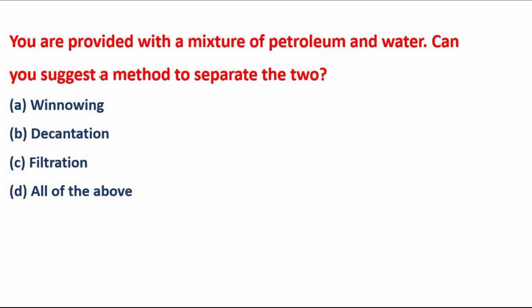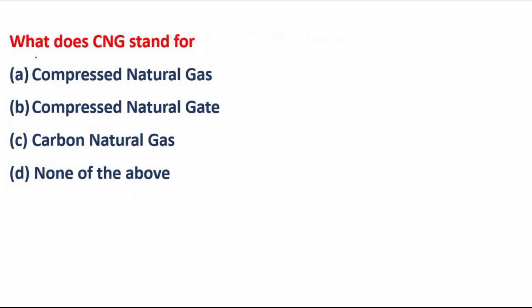You are provided with a mixture of petroleum and water. Can you suggest a method to separate the two? When we mix them, they do not mix with each other because they have different densities. The best method to separate them is decantation. By winnowing, it is highly impossible to separate. By filtration, highly impossible. Therefore, the correct answer is option B, decantation.